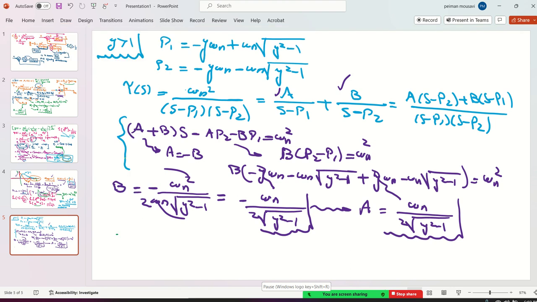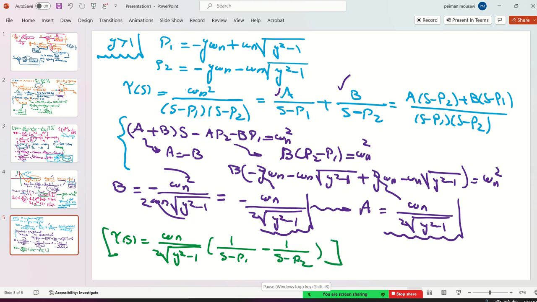So Y of s is going to be omega n over 2 square root of zeta square minus 1, times 1 over s minus p1 minus 1 over s minus p2. Now to the time domain, for God's sake: Laplace inverse.